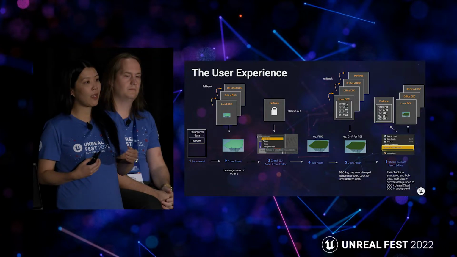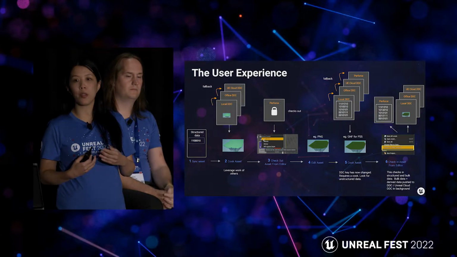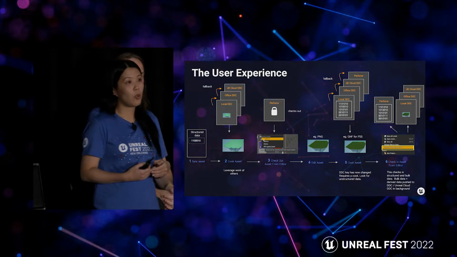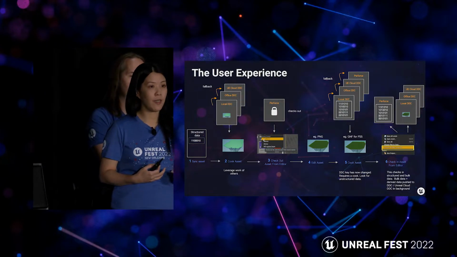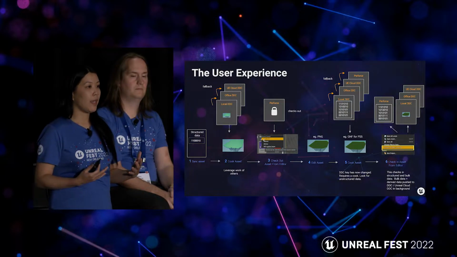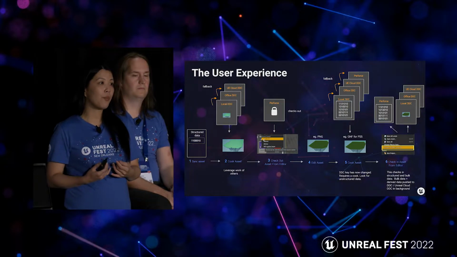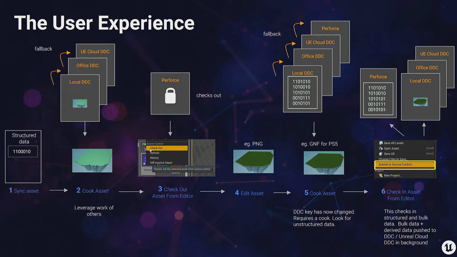You have a series of caches where you're going to look for that bulk data, starting with the local one and then working your way through to the Office DDC, the Unreal Cloud DDC, and really noting here that in most use cases, if you have an active project with an active team working on it, you're going to have a pretty warm to hot cache. So this will actually be most of the use cases. You should be able to find content and bulk data through this series of caches.